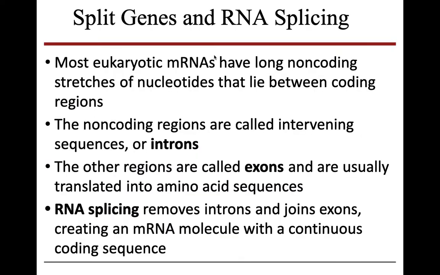Now, most eukaryotic mRNAs have long non-coding stretches of nucleotides that lie between coding regions. This could be from mutations or random coding errors during eukaryotic transcription. Some of it could be from viral insertions of DNA. And these non-coding regions we don't want when we actually get to the finished product of a protein. These would be the long superfluous sentences you put in your English paper that sometimes get X'd out, and you hear your teacher say, this is just too much information.